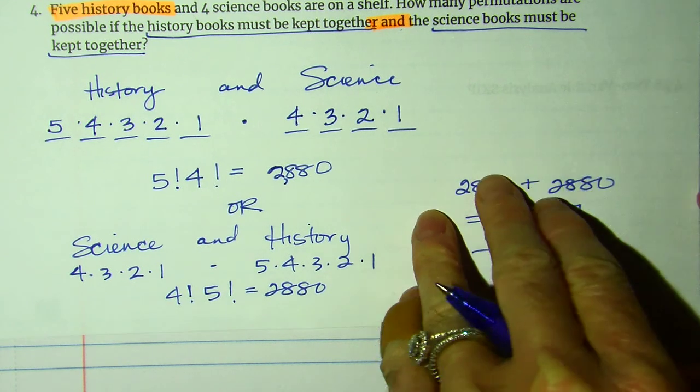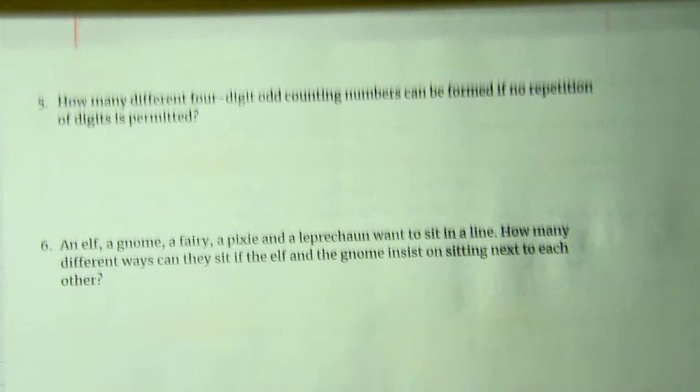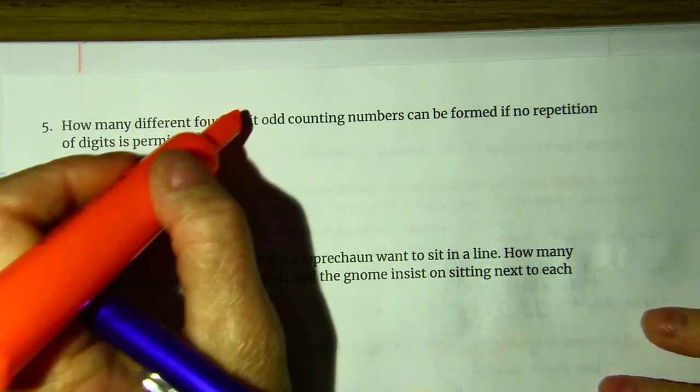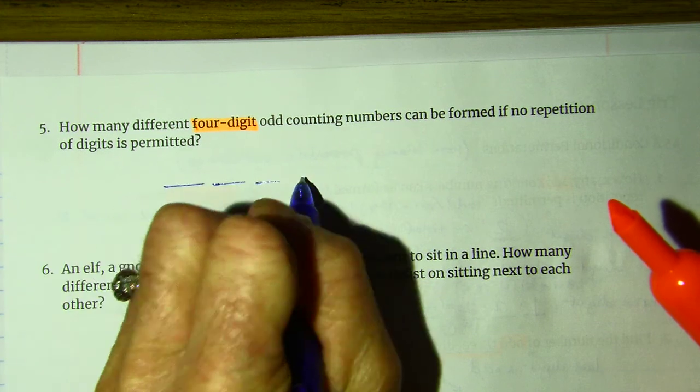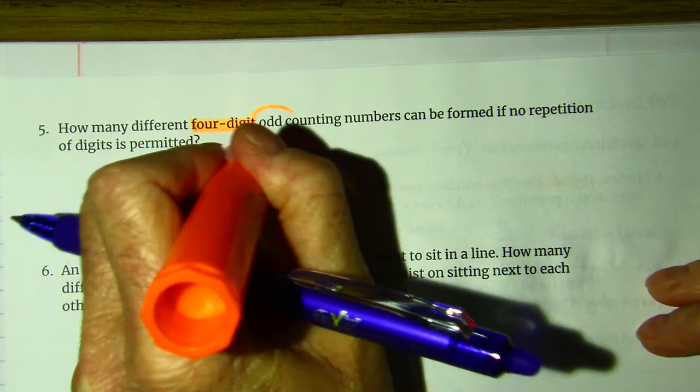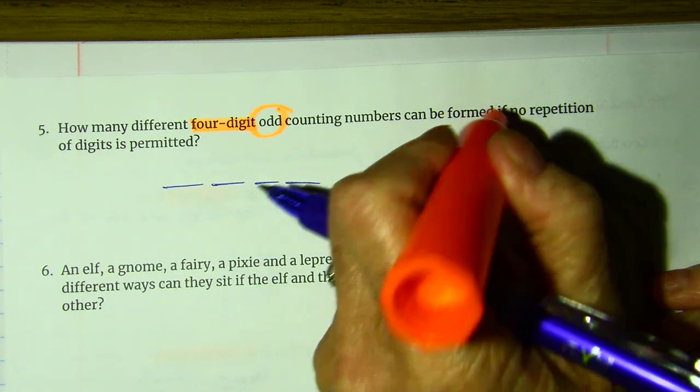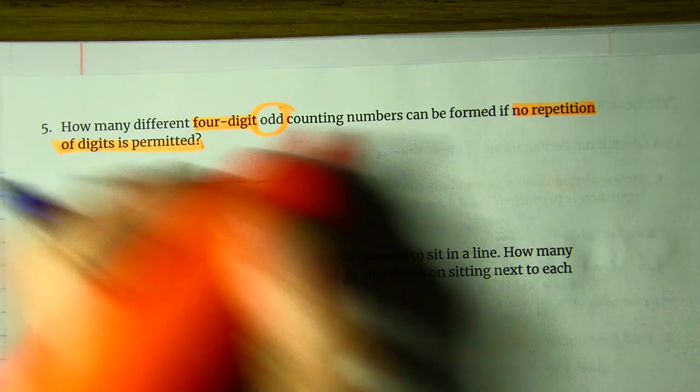All right, 3 more. How many different 4-digit, so right away, set it up: 1, 2, 3, 4. Odd counting numbers can be formed if no repetition of digits is permitted.